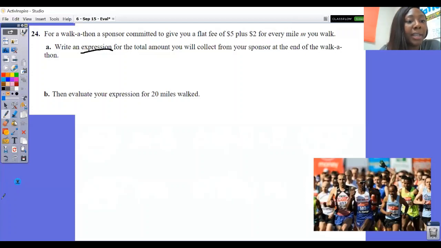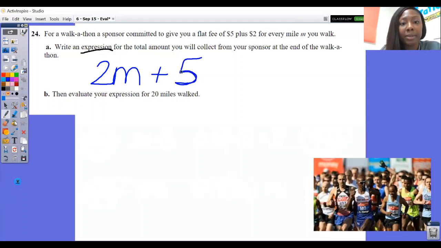So remember, when you're writing equations, you have to figure out what is happening each time, or per hour, per, in this case, it's for every mile. How much for every mile? It will be $2 for each mile, plus they said that they would give you a flat fee, which means that's your y-intercept, or your one-time fee of $5. So that would be our expression, $2 for each mile plus the $5 flat fee.